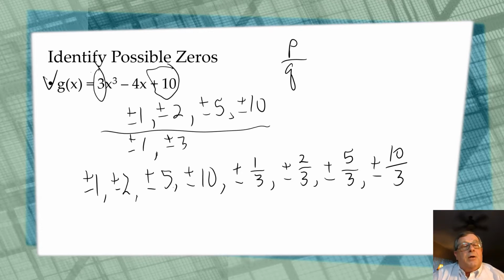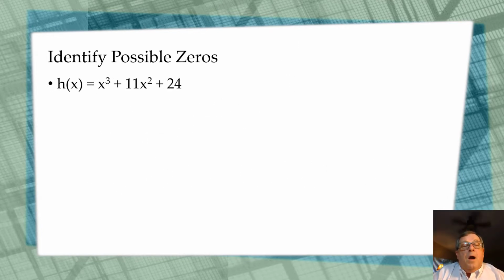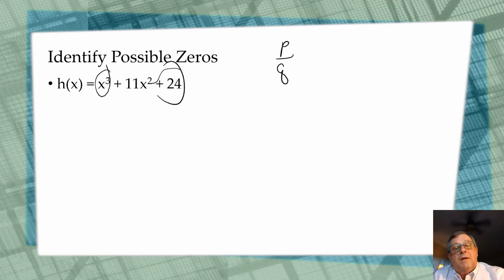Now let's go ahead and look at another function, and we're going to identify all the possible zeros. All right, well, this time we caught a bit of a break because our lead coefficient is 1. So that's going to make this a little bit easier. But again, we're looking at P over Q, all the factors of the constant over all the factors of the lead coefficient. So now I'm dealing here with plus or minus 24.